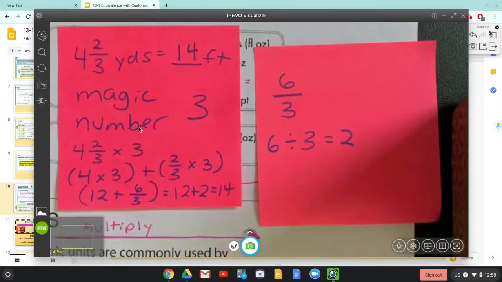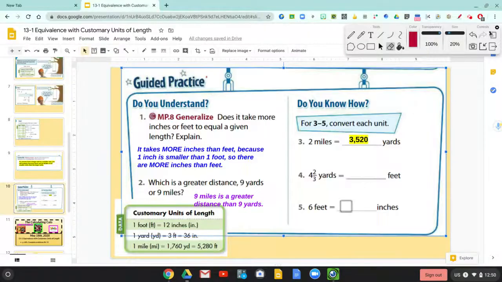So let's go back over here. And don't forget to show your work. So we don't want to just see an answer here. We do want to see your work. So this was 14 feet. So 4 2/3 yards equals 14 feet.